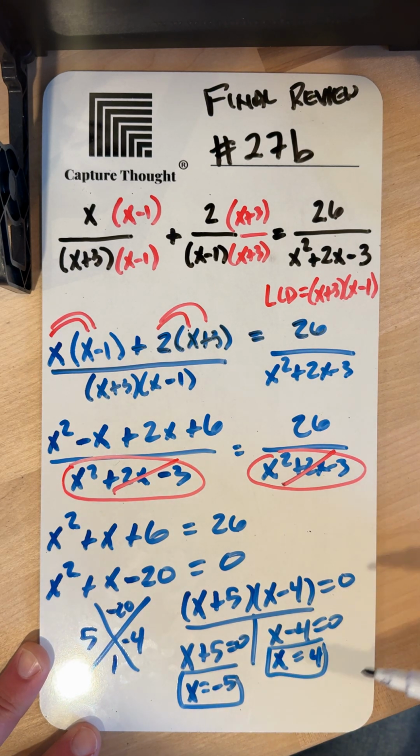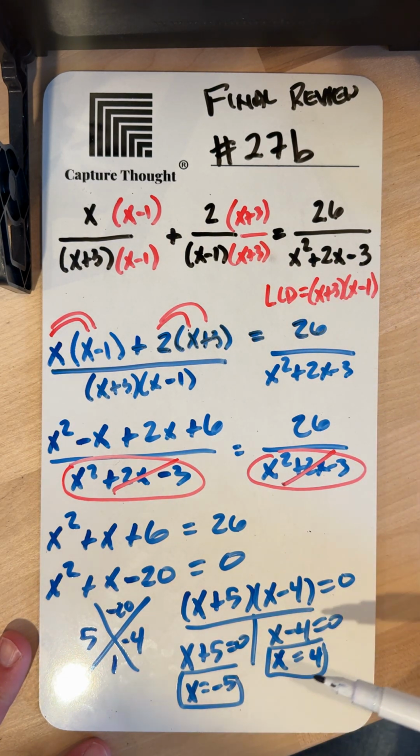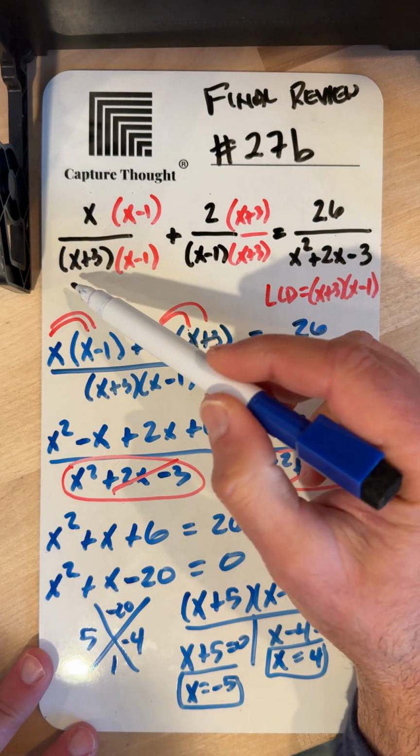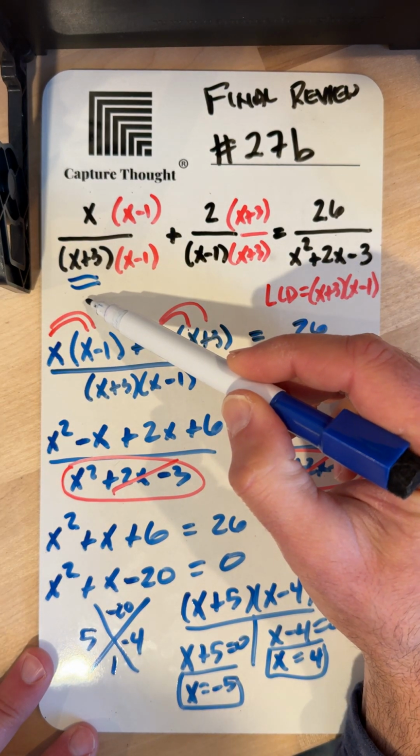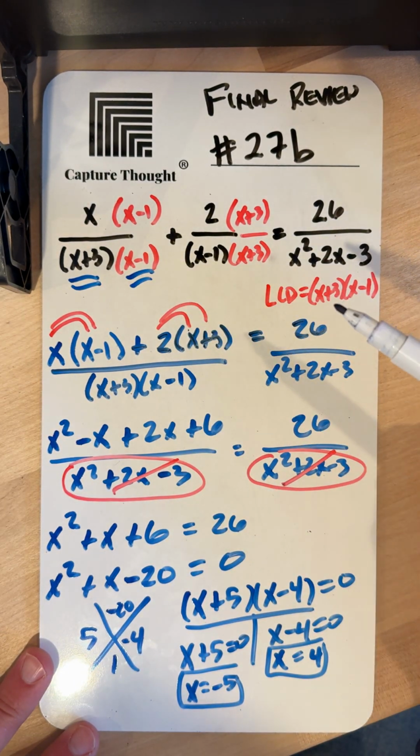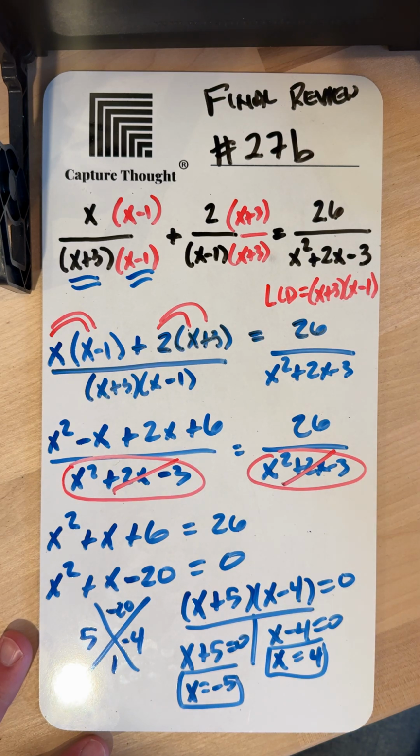That's another answer. Then I just want to go back up here and make sure that none of these answers give me a 0 in a denominator. So x cannot be negative 3 from here. It can't be a 1 from there. And neither of those two numbers are negative 3 or 1. So I'm good to go. And that's how you do that problem.